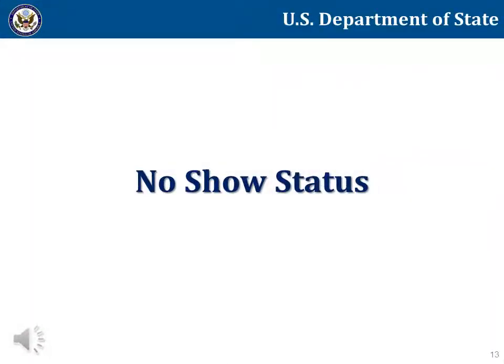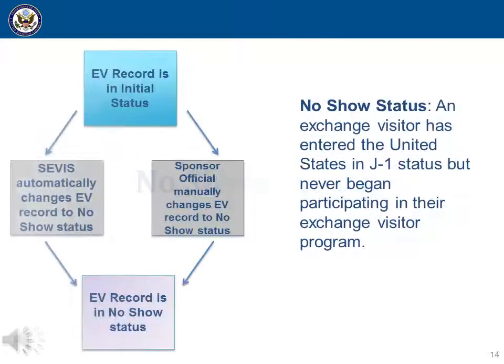Now we will look at no-show status. The difference between using the cancel Eevee function and the no-show function is whether or not the exchange visitor has entered the United States in J1 status. Using the no-show function reflects that an exchange visitor has entered the United States in J1 status, but has failed to begin participation in their exchange visitor program. As with the cancel Eevee function, a sponsor official may manually change an exchange visitor status to no-show, or they may wait for the system to automatically update the status to no-show.